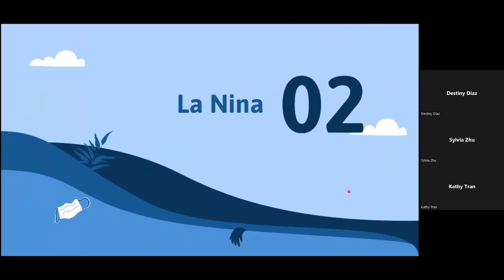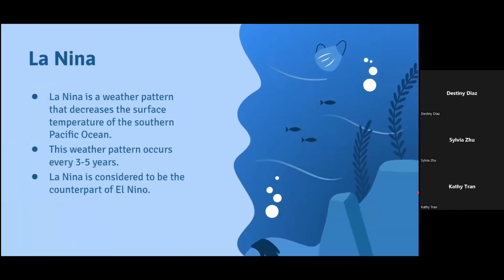Next I'm going to be talking about La Nina. La Nina is a weather pattern that decreases the surface temperature of the Southern Pacific Ocean. This pattern occurs about every 3 to 5 years. And it's considered to be the counterpart of El Nino since their effects are sort of the opposite of each other.